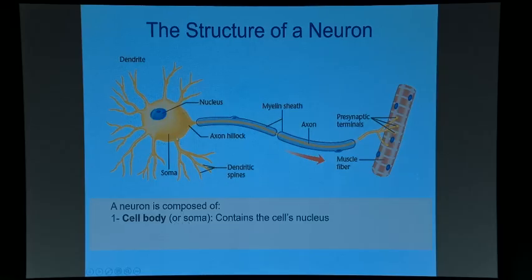Neurons also contain dendrites, which are these protrusions that extend out of the cell body and tend to look like the branches of a tree. And these dendrites have a really specific functional role, which is to collect or to receive signals from other neurons and then transmit those signals to the cell body of the neuron.